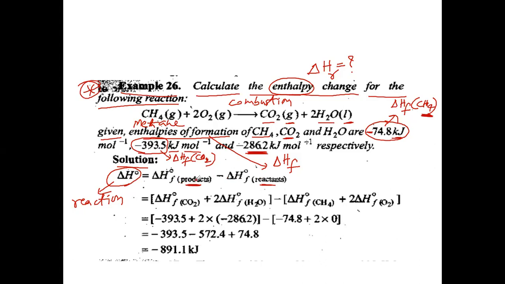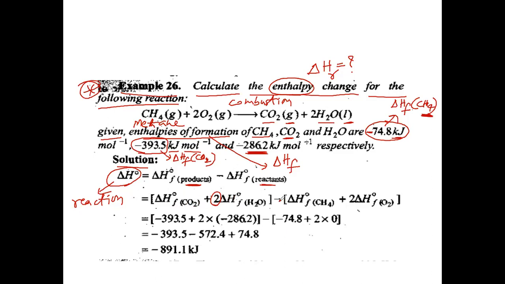Now first check the products. What are the products in this reaction? CO2 and H2O. How many moles of CO2 are available here? 1 mole. How many moles of H2O? 2 moles. So for the products: 1 into enthalpy of formation of CO2 plus 2 into enthalpy of formation of water. This is the total enthalpy of formation of the products.